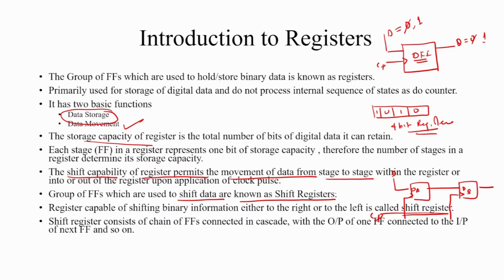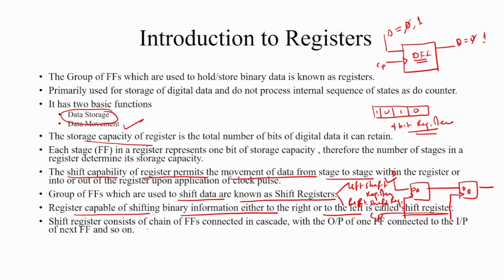Shift registers are of 2 types: the left shift register and the right shift register. A register capable of shifting binary information to the right is known as a right shift register, and one that shifts to the left is known as a left shift register. Overall, a shift register is used for shifting information either left or right, depending on which it is known as a left shift register or right shift register.